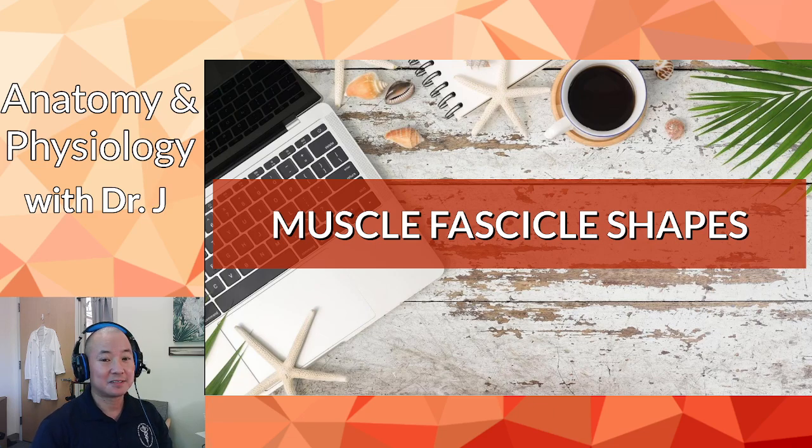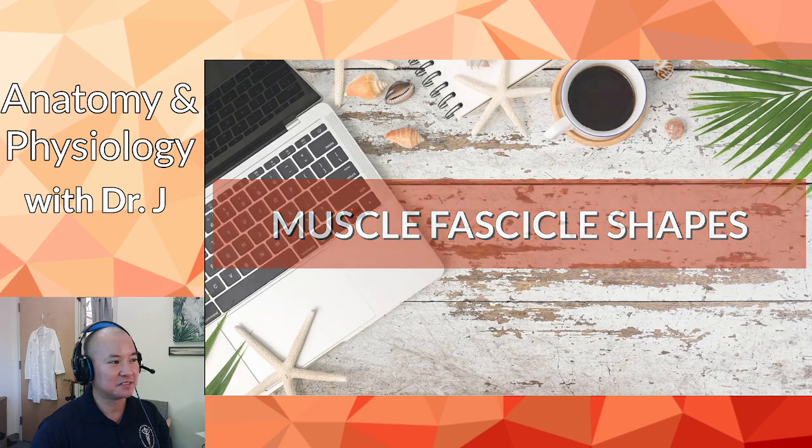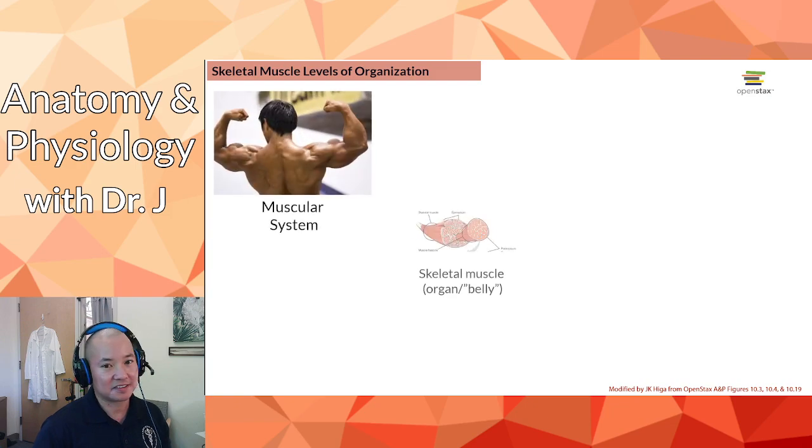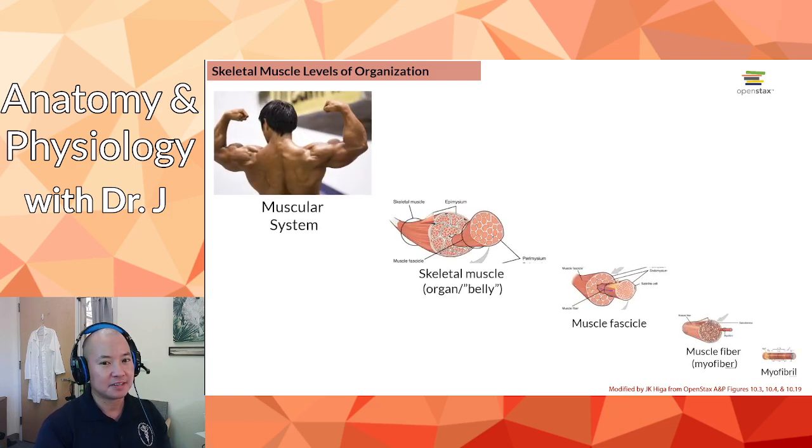Hello everyone. So in this lecture we're going to talk about muscle fascicle shapes. Now, what's a fascicle? If you need some review, the muscular system: when we think muscles, what do we think of? We think of muscles like this. But the thing is that your muscular system is made of individual muscles.